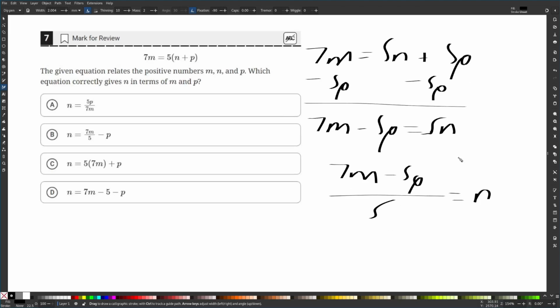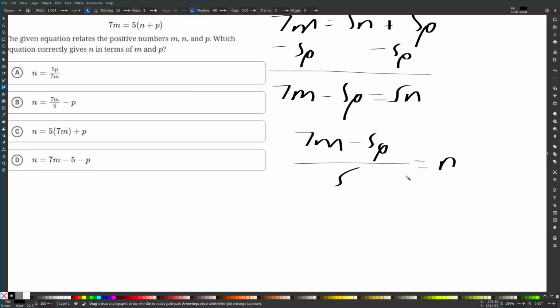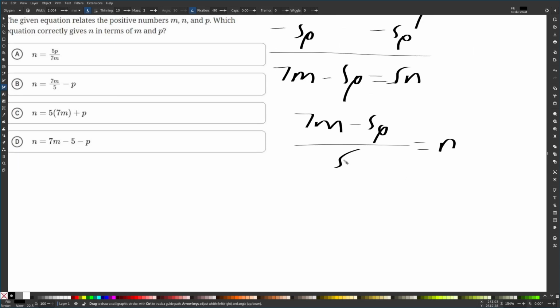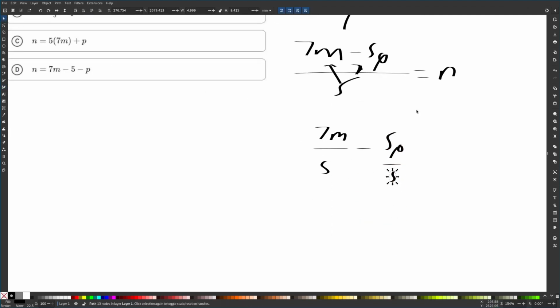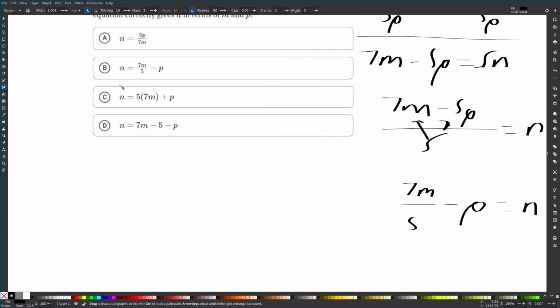Okay, if we see here, right now, none of the answer choices actually match what we got. So let's see if we can reduce this a little further or express it a different way. Whenever we have just a singular number here in the denominator, we can divide this by every number here. So divide this by 5, and then divide this by 5. So you would get 7m divided by 5 minus 5p over 5. And 5p over 5 is just p. That's equal to n. So our answer choice is B. Next one.